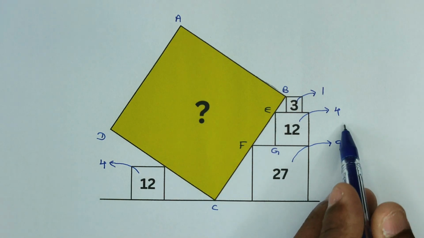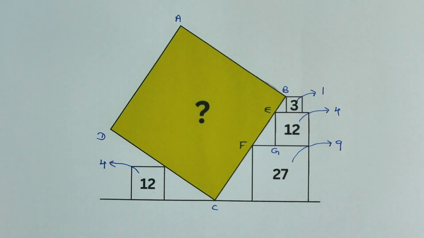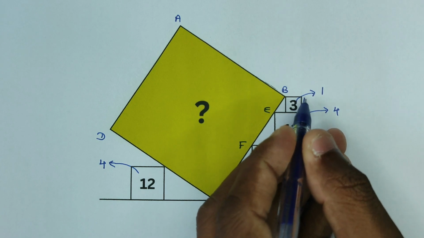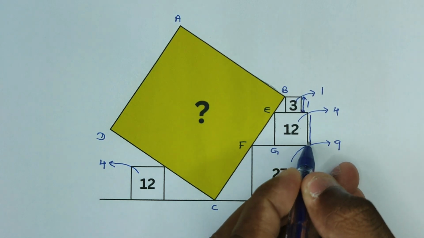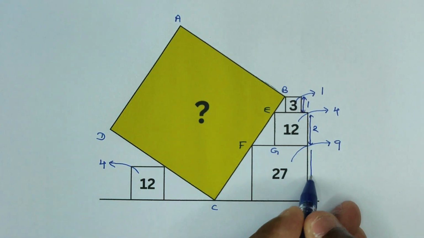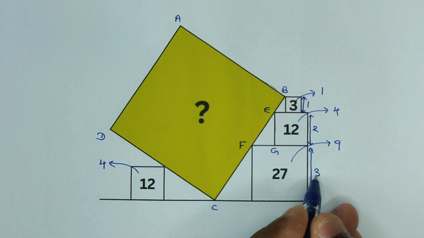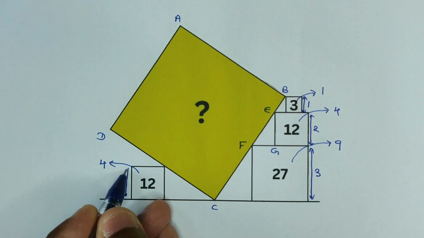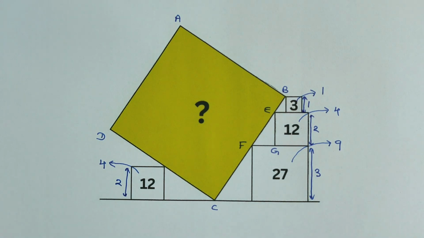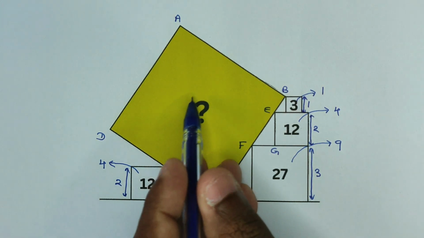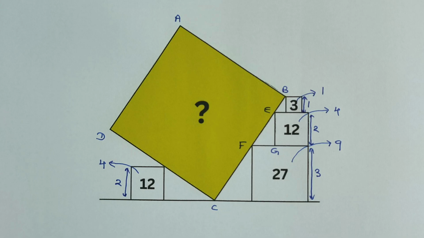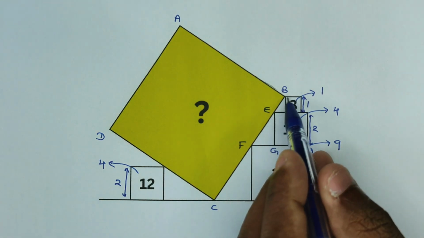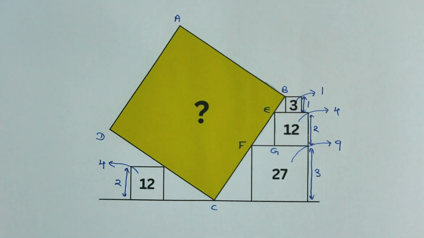Now we have nice square numbers, so the side length of this square is 1, side length of this square is 2, and for this square it's 3. And the side length of this square is also 2. Our target is to find the area of this yellow square. For that, we should find the side length of this square. For example, if we know the length of BC, we can find the area.